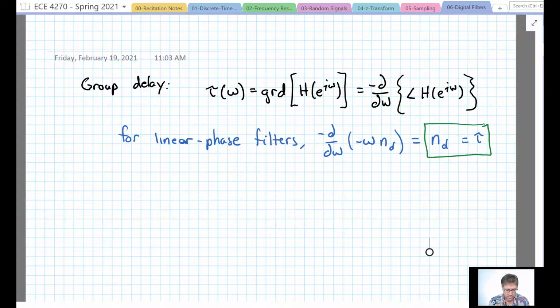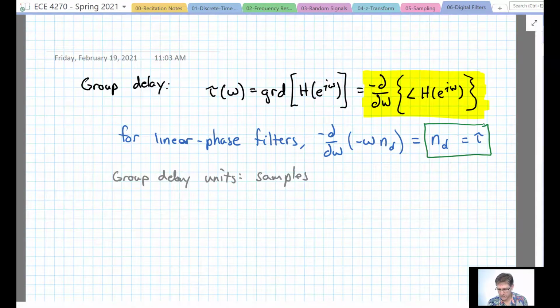And so the first thing you might notice is, this is great, our group delay units are simply samples. And the group delay gives us the quantity that we expected to receive based on our previous analysis of what a linear phase filter is doing.